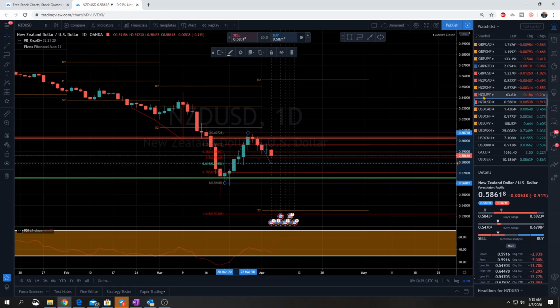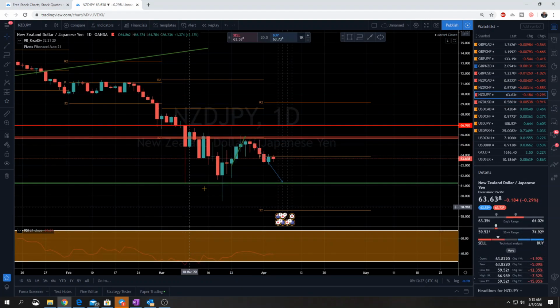Bam. All right, NZD JPY. Kind of the same thing. You can see our prediction arrow for last week. We did get some decline. Now we're kind of stalling out. So we're going to wait to see what price does out of this little straddle move here.